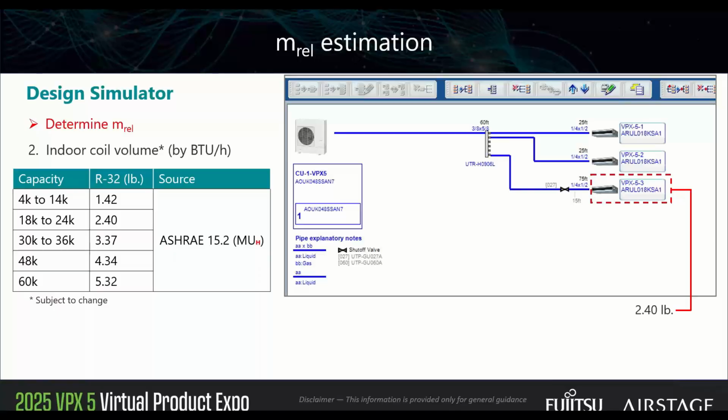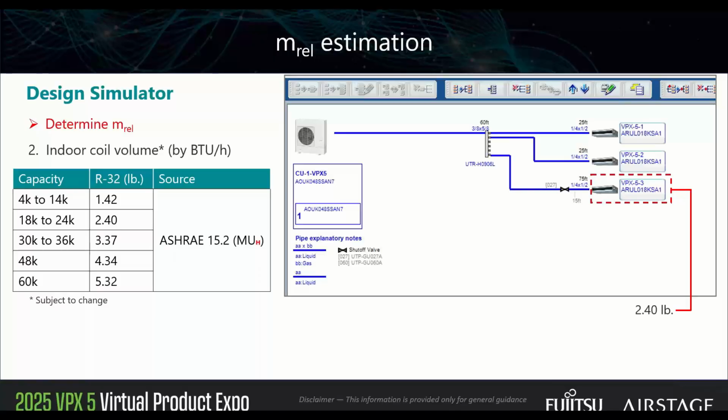And I did that because there's effectively 3 modes of operation. If the system is running and you have a leak, it could be in heat mode, you could have a leak in the cooling mode, or you could have a leak if it's in standby. So we have 3 different scenarios that ASHRAE defines. There's MUH, for example, for heat, MUC for cool, MUS for standby.